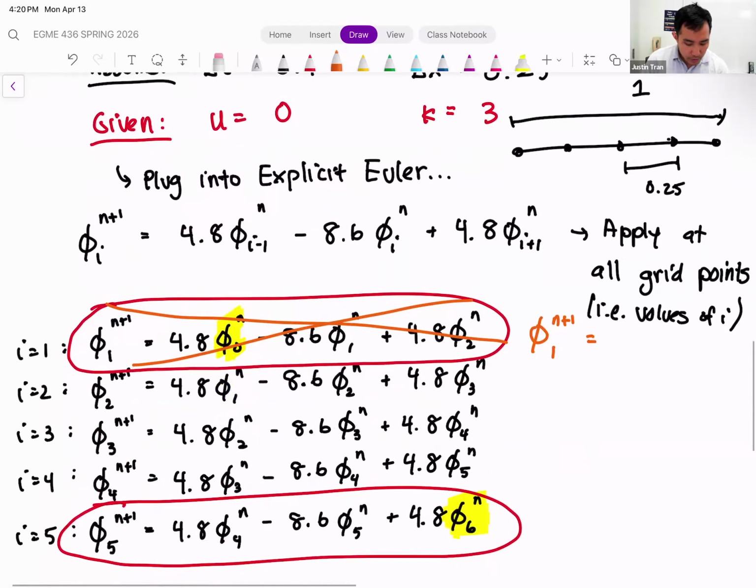Okay. So this equation here is actually very simple. This is phi 1 at n plus 1. So the value of phi 1 at the next time step is going to be the same value of phi at the current time step, which is just 1. Right? So phi 1 at n plus 1 is equal to 1. Very simple.